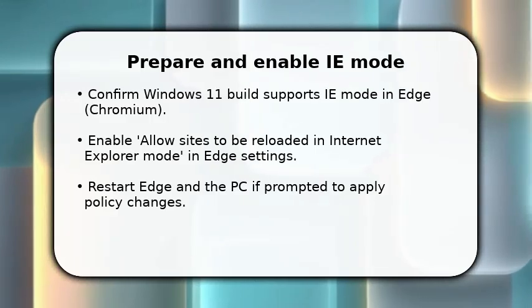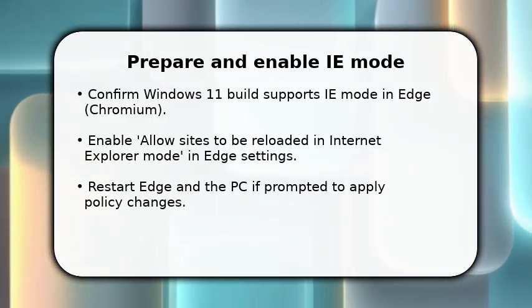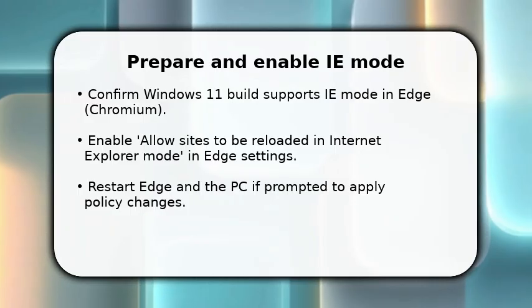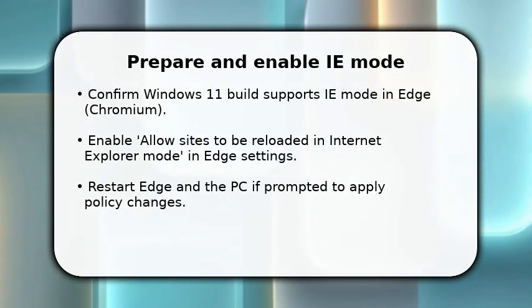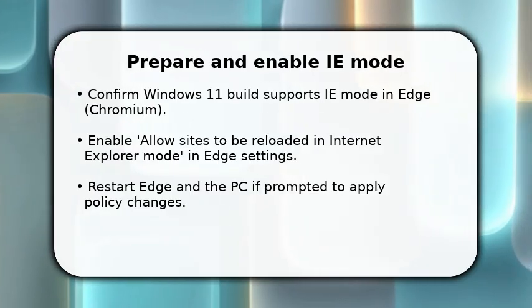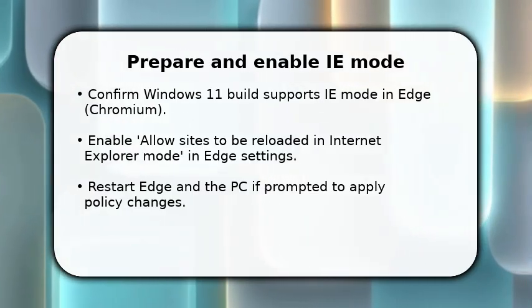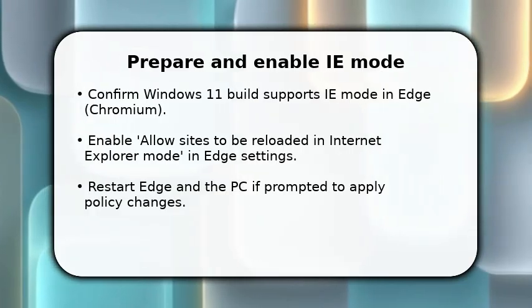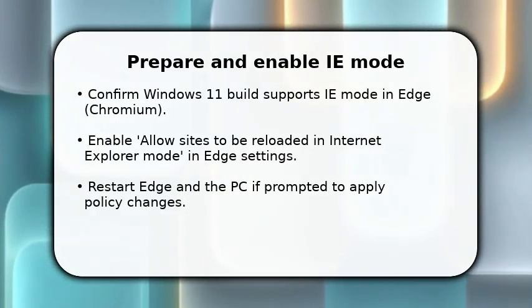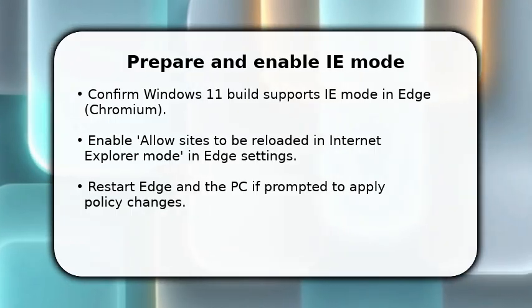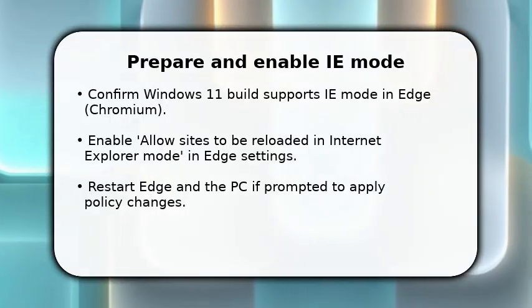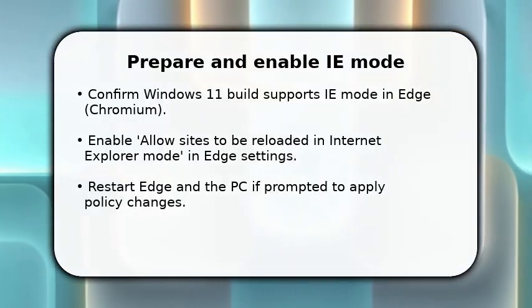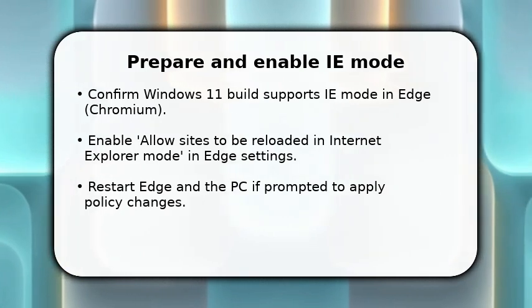Enjoy the video. You'll start by enabling Internet Explorer mode in Microsoft Edge because Windows 11 no longer ships IE as a standalone browser. Open Edge, go to Settings, Default Browser, and turn on Allow Sites to be reloaded in Internet Explorer mode. Once done, restart Edge and, if prompted, reboot your PC to ensure the policy applies. This step lets legacy pages render with the IE engine while keeping Edge security and updates. It's necessary before you can load a site in IE mode.